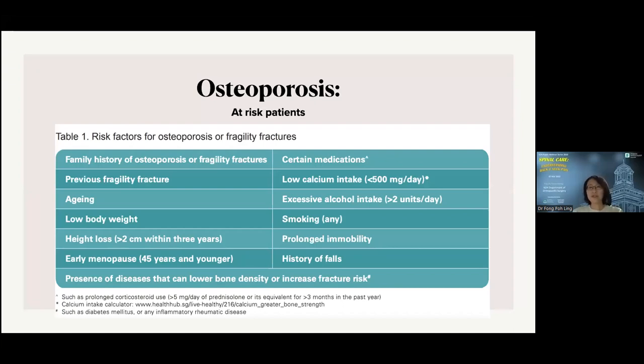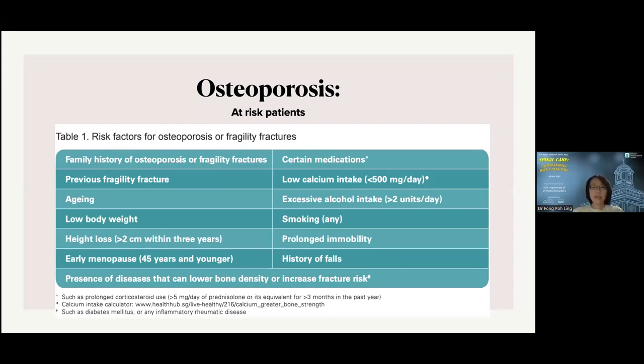Being on certain medications, for example steroids, which affect the bone structure, can also increase your risk of osteoporosis. So can taking excessive alcohol, reducing your calcium intake to less than 500 milligrams per day, and smoking. And of course, prolonged immobility, meaning if you have been bedbound or wheelchair bound for a long period of time, also affects your bony structure. Because for bone to form, there needs to be axial loading, there needs to be bone stimulation, for the bone to heal and to thicken.